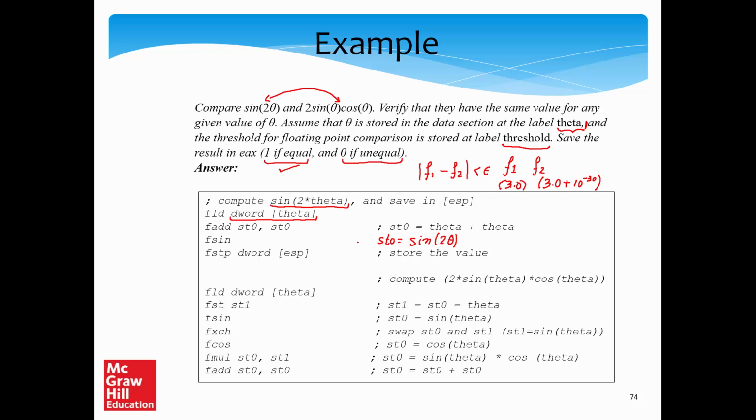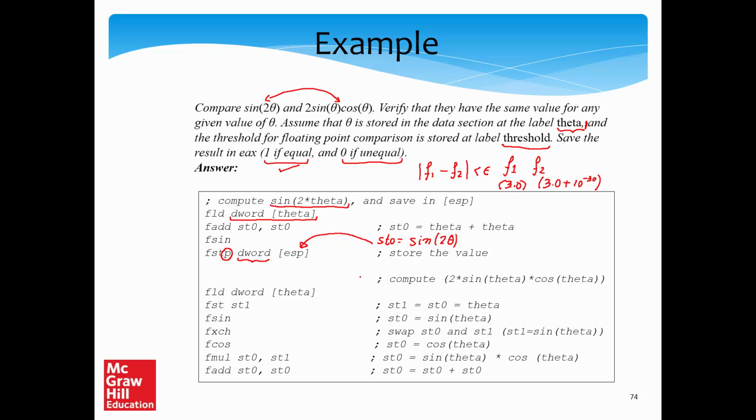Subsequently, we save sine 2 theta into the memory location pointed to by ESP, where we assume that particular memory location is available and can be used. Since all our quantities are 32 bits, we use the DWORD identifier. In addition, we use the FSTP instruction. We don't need the value anymore, so we pop the stack also. In general, it is a good idea that when we don't need the value, we additionally pop the stack such that the floating point stack remains fairly clean.